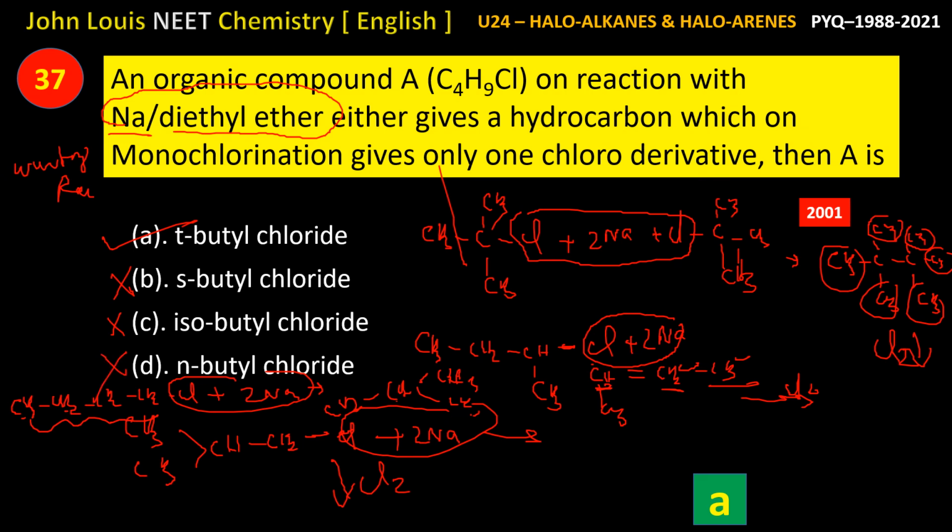So only in option A, when it is subjected to Wurtz reaction, we get this product. When we subject it to chlorination, all of them are CH3 groups in the same place. Therefore wherever it undergoes substitution, it will be the same product. Therefore option A is the correct one. Hope you understood it clearly.